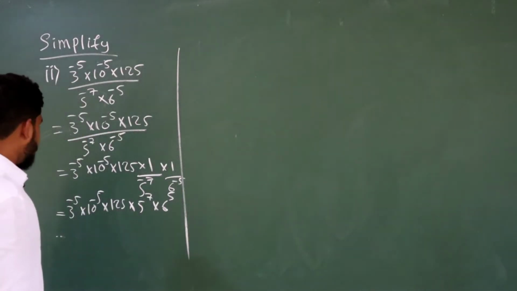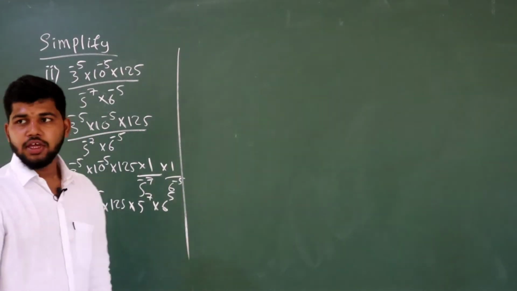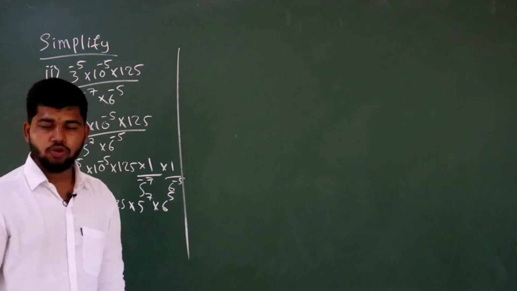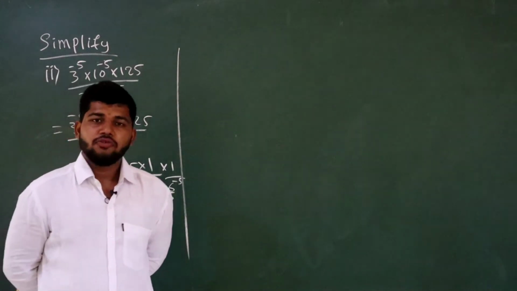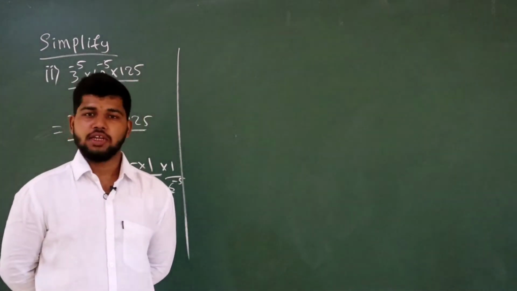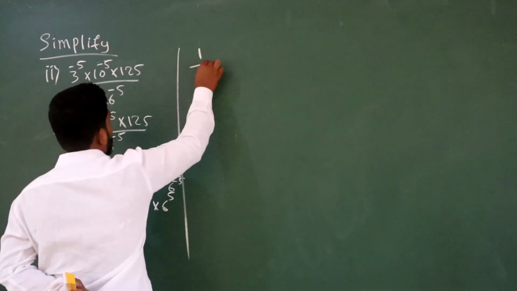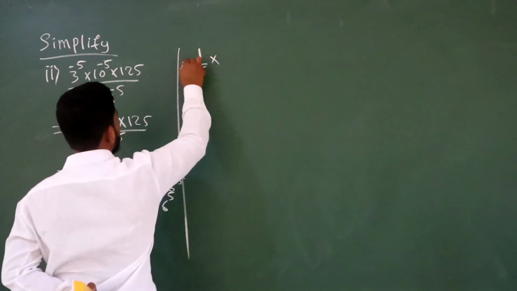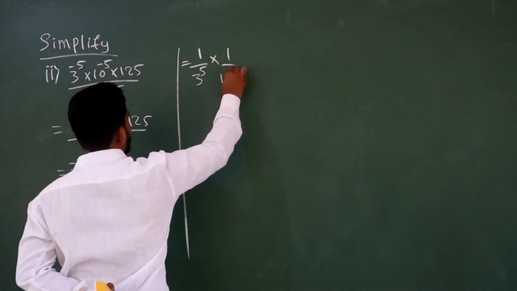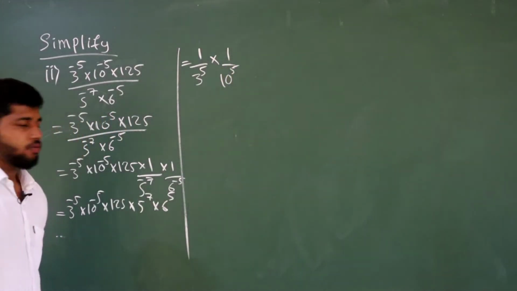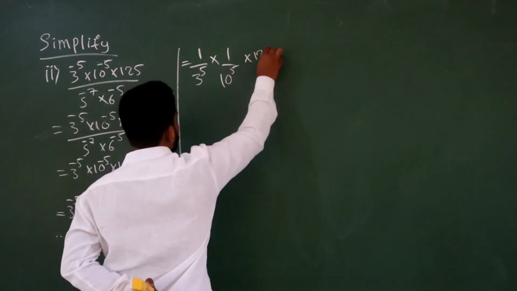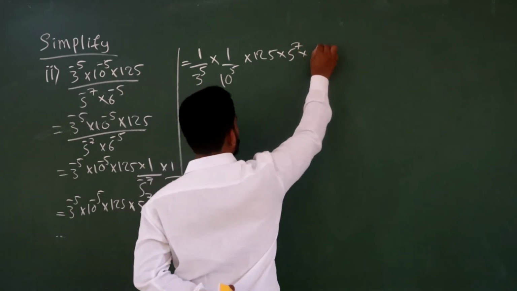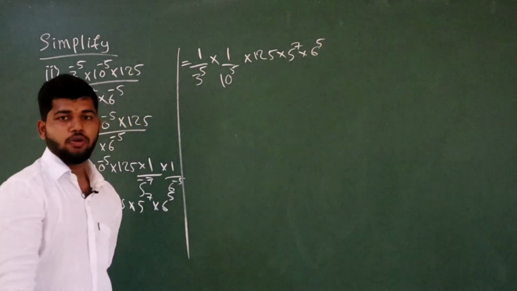Now 3 raised to minus 5 and 10 to the power of minus 5 are in the form of a raised to minus m, which we can write as 1 by a raised to m. So 1 by 3 power 5, because the sign changes, minus becomes plus, into 1 by 10 to the power of 5, into 125 into 5 to the power of 7 into 6 to the power of 5.